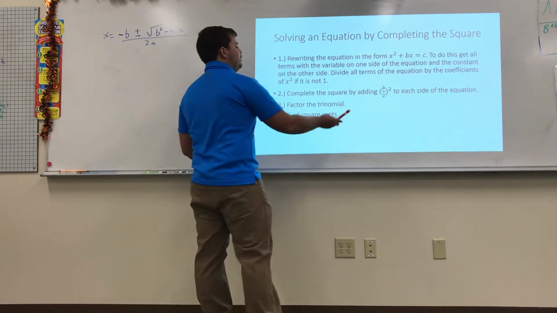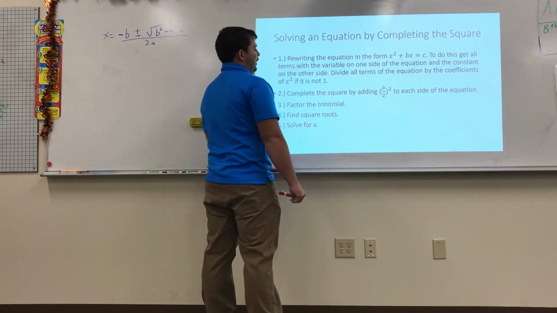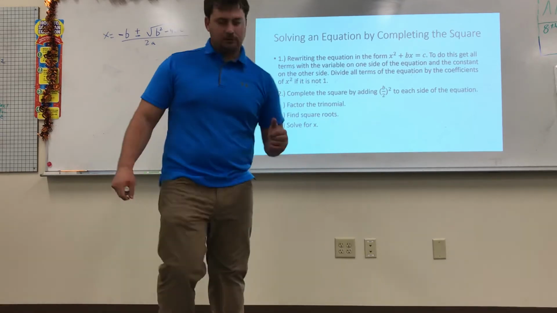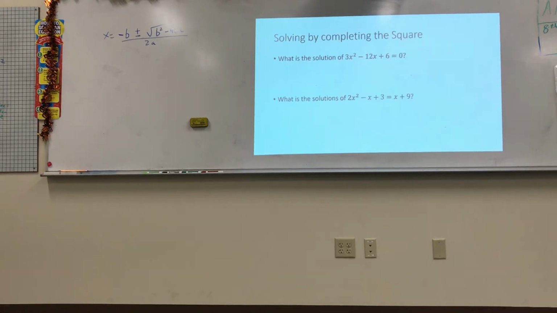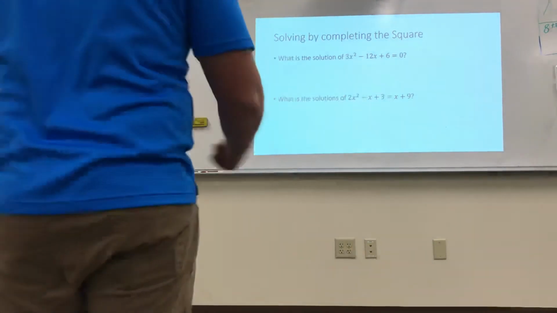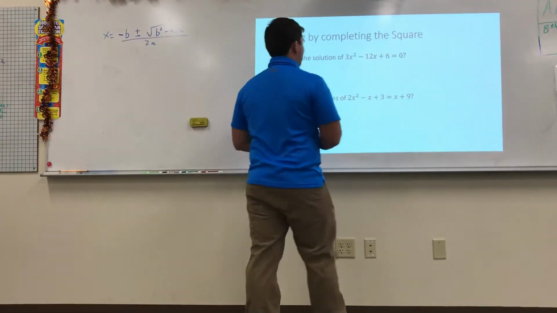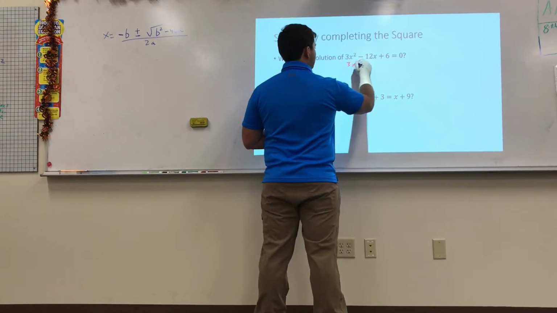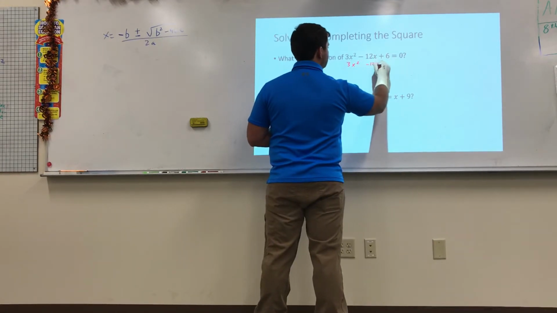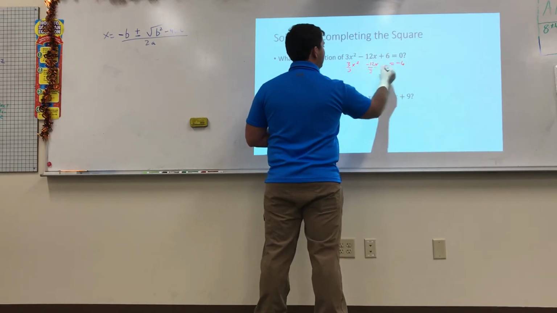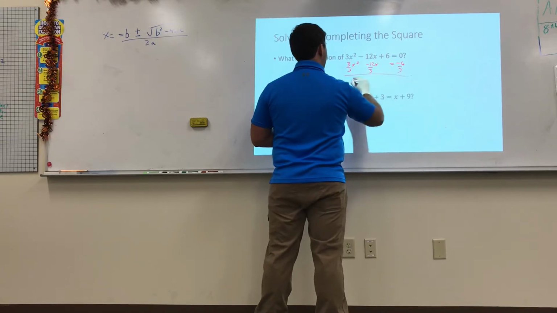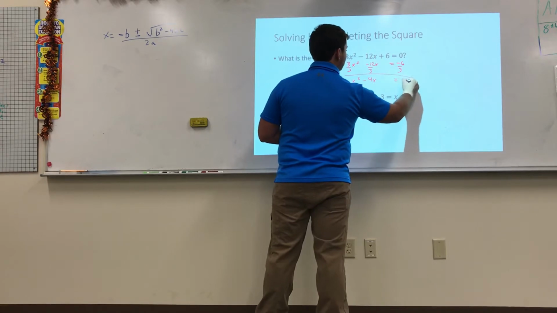And this is what we just did on the last slide. We're going to do the exact same thing on this next one. Alright, on this one, the first thing we've got to do is get all the variables on one side, and the constants on the other. So it's going to give me minus 6 equals. We're going to divide everything by 3. We're going to get x to the second minus 4x equals negative 2 over here.